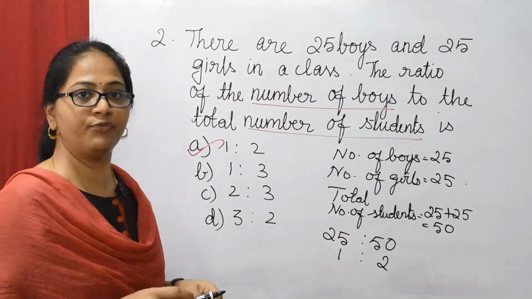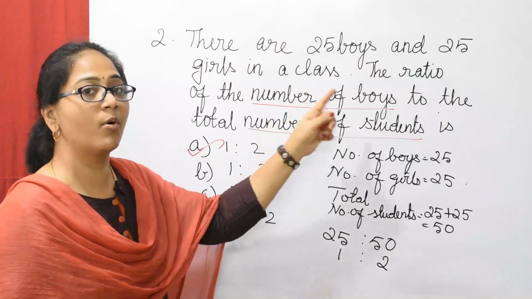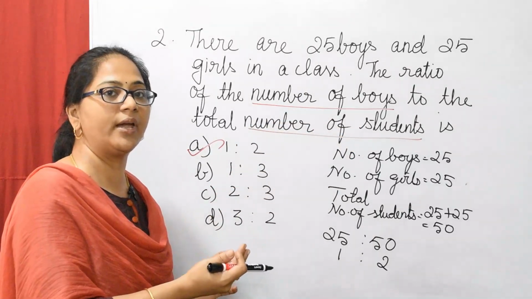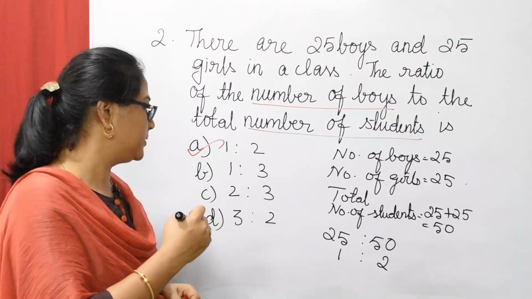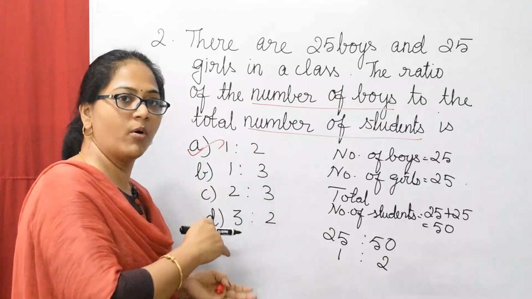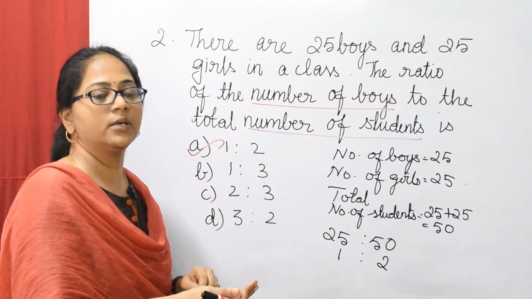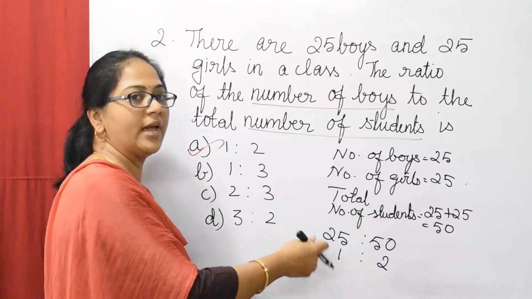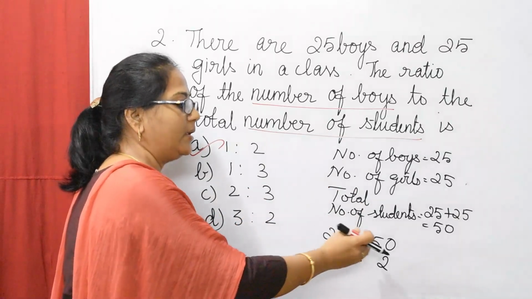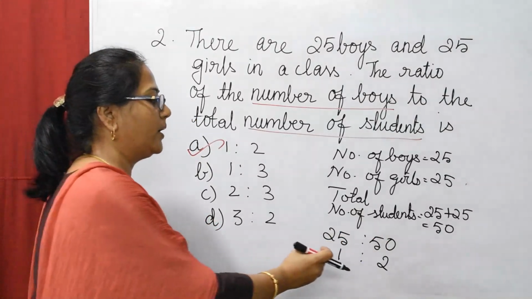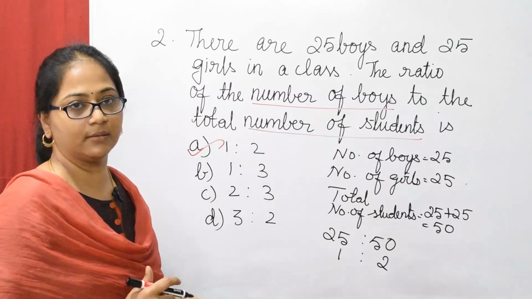Understood students? If they have asked you the number of boys to number of girls, then it will be 25 is to 25, where the answer will be 1 is to 1. But now the question is number of boys to the total number of students. So we have to find the total number of students here and then we have to simplify it. 25, 50. We can simplify easily using 25 tables. So 1 is to 2 will be the answer.